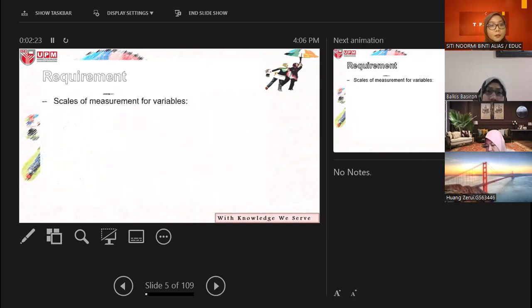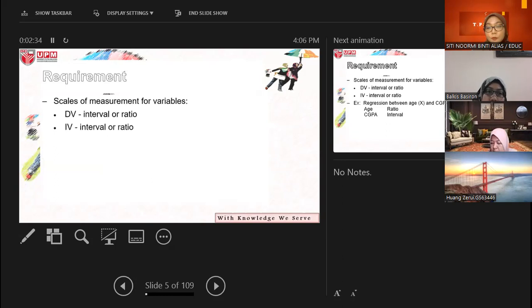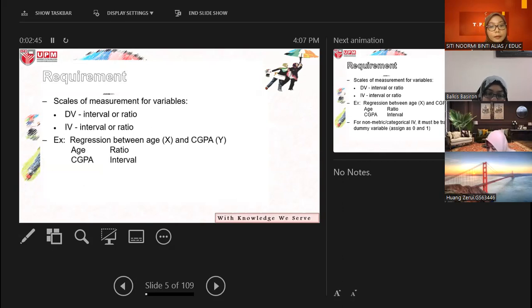Okay, so the requirement to run the simple linear regression, make sure that the scale of measurement for both IV and DV are in interval or ratio scale of measurement. Sama macam Pearson product moment correlation. Both IV and DV must be in interval or ratio scale of measurement. For example, the regression between age X and CGPA Y. So age is ratio, CGPA is interval. An example.